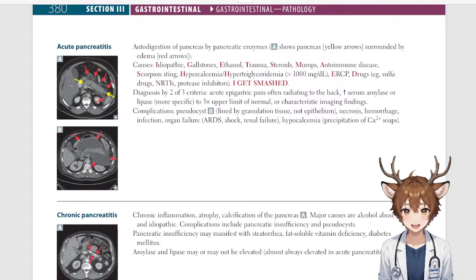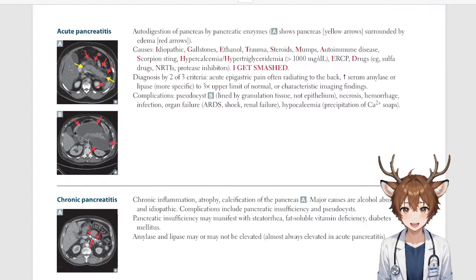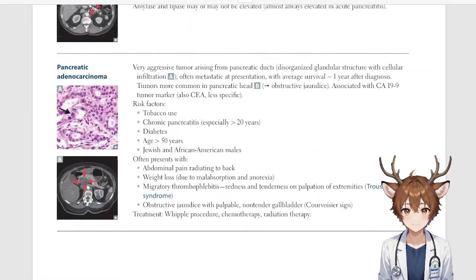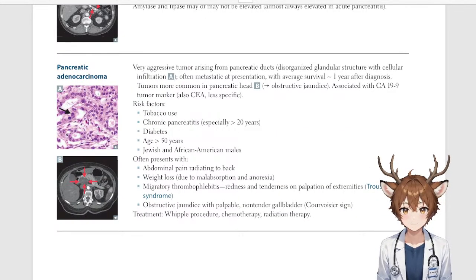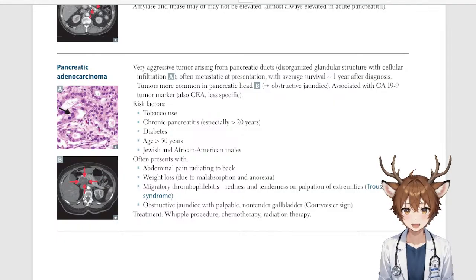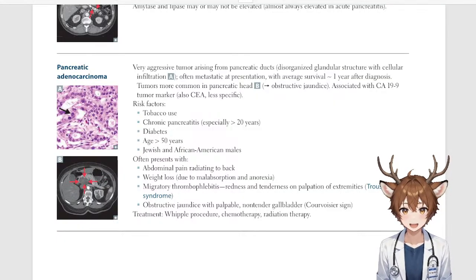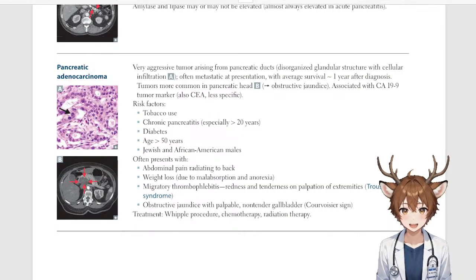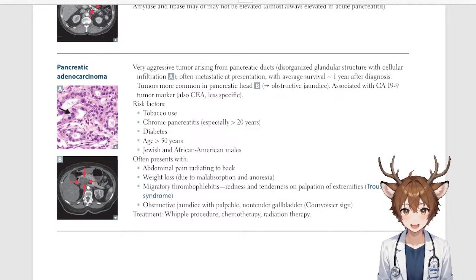Pancreatic adenocarcinoma. Right here. This is the last part before we go to pharmacology. So pancreatic adenocarcinoma, very aggressive tumor arising from the pancreatic ducts, disorganized glandular structure with cellular infiltration, often metastatic at presentation, with average survival of 1 year after diagnosis.